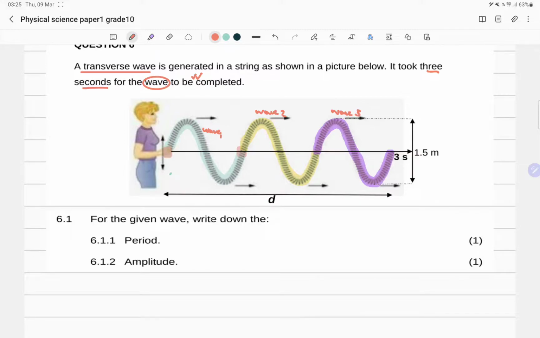Now it says, for the given wave, write down the period. Okay, so the period is going to be the time it takes to complete a full wave. But we can see there's 3 full waves here. So I'm just going to show you the calculation, but you have to just come up with the answer. This calculation you're going to do on the side. It's going to be the time for all these waves, which is 3 seconds, divided by the number of waves. There are 3. So the period to complete one full wave is just 1 second.